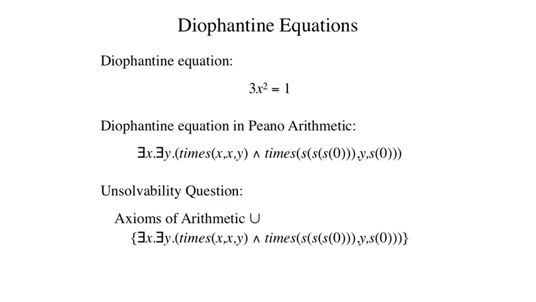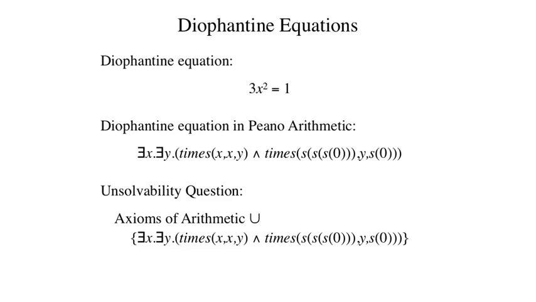Okay, as we know, Diophantine equations can be readily expressed as sentences in GHL. For example, we can represent the solvability of the Diophantine equation 3x squared equals 1 with the sentence: there exists an x and a y such that x times x is y and 3 times y is 1. We can represent every Diophantine equation in an analogous way.